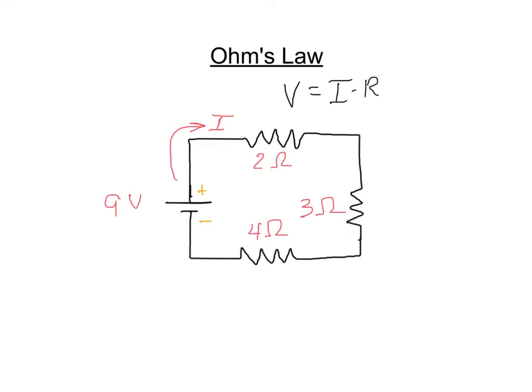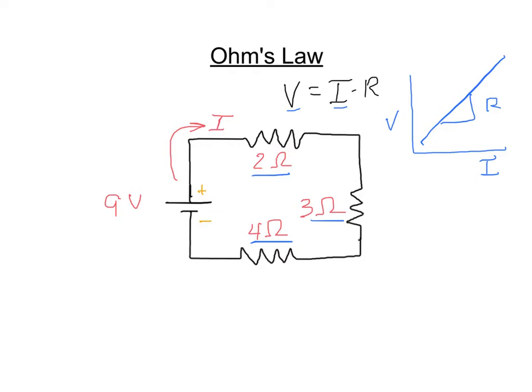So what that means is if the resistance is constant, and I'm going to assume that the 2, the 3, and the 4 ohm resistors are constant, as I increase the voltage through the circuit, then I is going to increase. So that graph would look like this. Voltage versus current would be a linear graph, and the slope of this would be R.